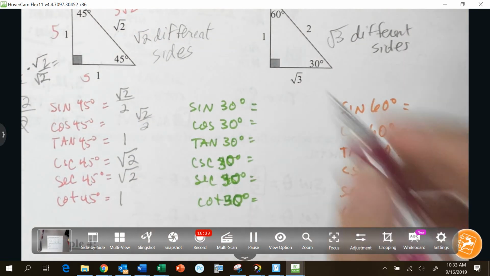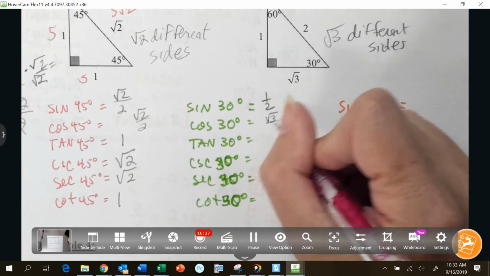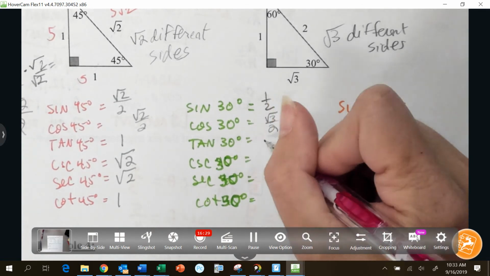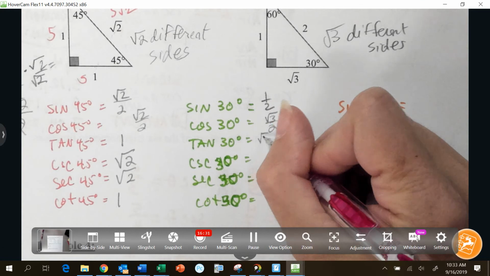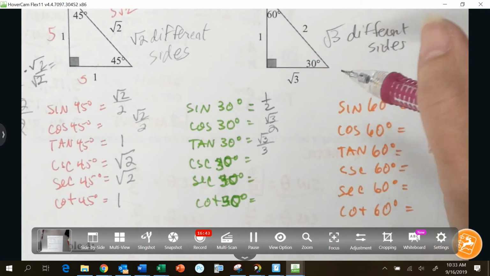Okay, so sine of 30 is a half. Cosine of 30 is radical 3 over 2. And tangent of 30 is the one with all the 3's in it. It's radical 3 over 3. Saying silly things that I say to myself to help me remember. Because I'm not doing these right now. I'm remembering them.